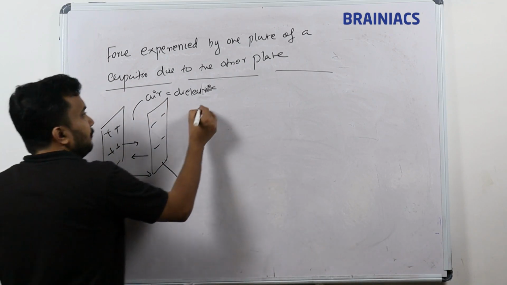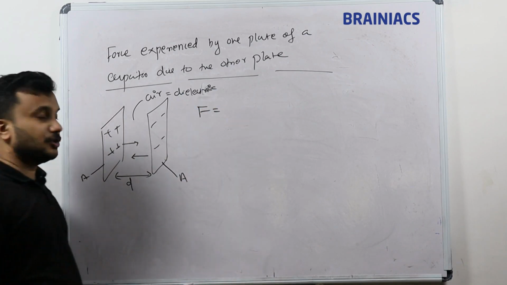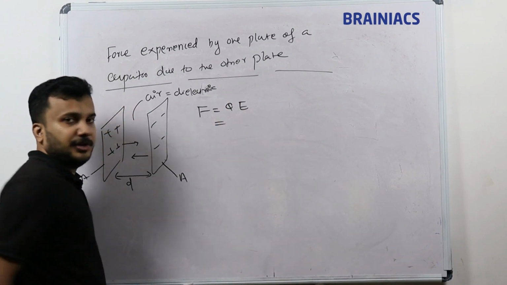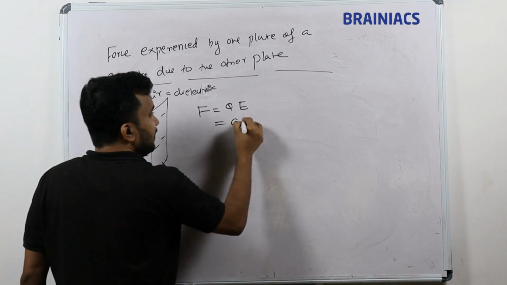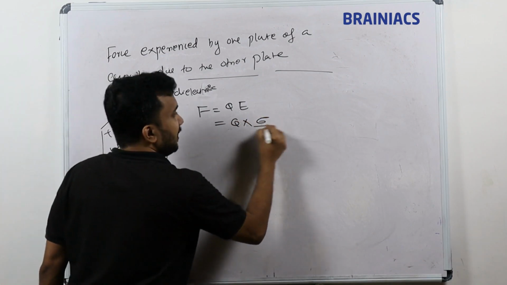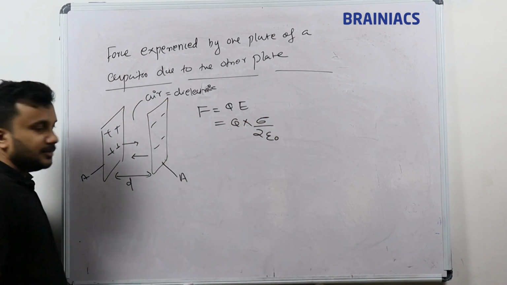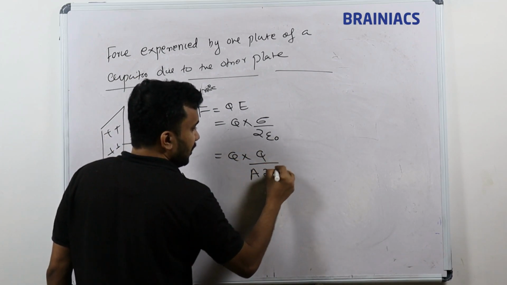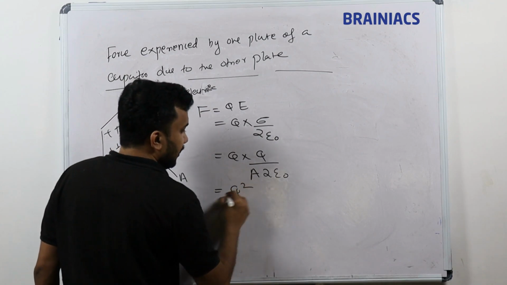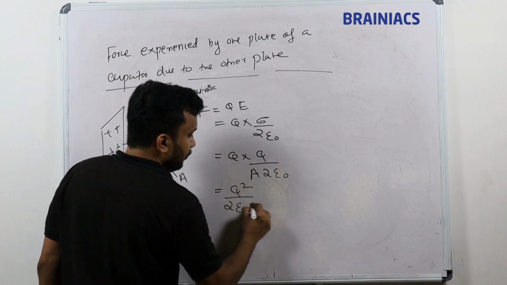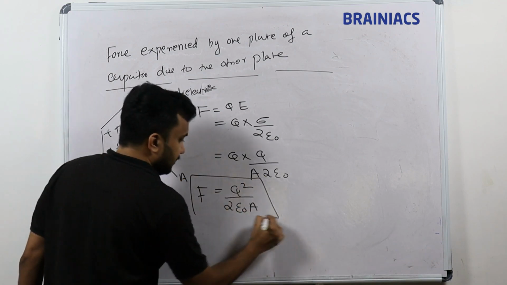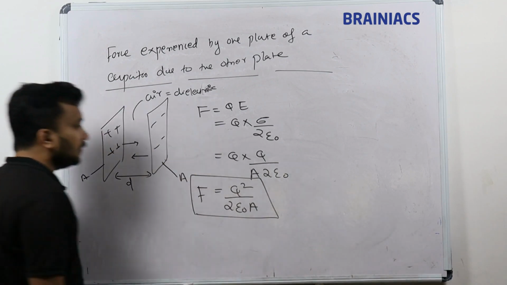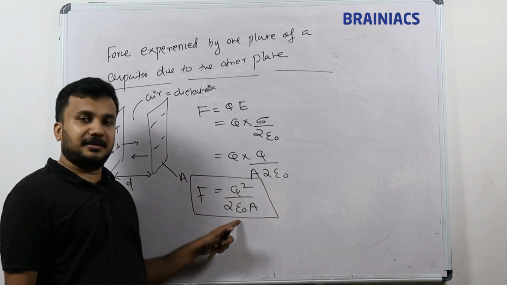But our topic is, we need to find out what is the force experienced by one plate. So force will be equal to Q into E. This is quite simple. What is the electric field due to one plate? Sigma divided by 2 epsilon 0. So Q into, what is sigma? Charge by area, Q by A, over 2 epsilon 0. So we'll get Q square divided by 2 epsilon 0 A. This is also important. This is the force experienced by a conductor.